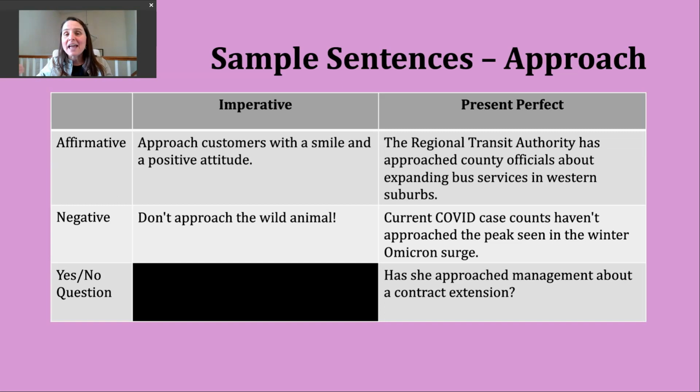To do that, we're going to start with have or has, whichever form matches our subject. The subject comes next, and then we're going to have the participle form of the verb. You can see that in "Has she approached management about a contract extension?" So this likely goes back to that third definition about making a request. Here, she's going to ask, can my contract be extended? Can I continue to work with this organization or on this particular project?